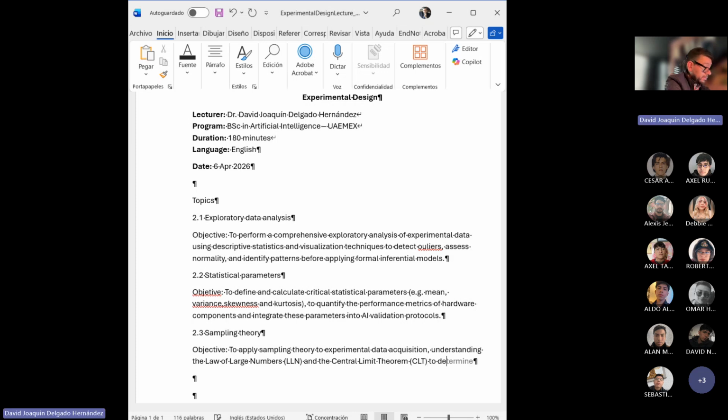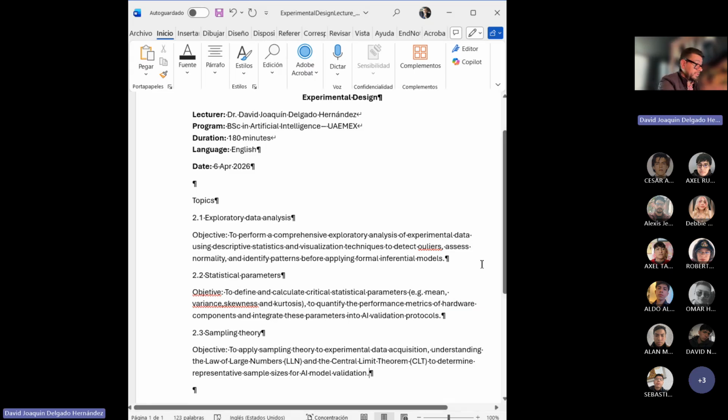to determine representative sample sizes for artificial intelligence model validation. Okay, these are the three topics that we are going to study today.